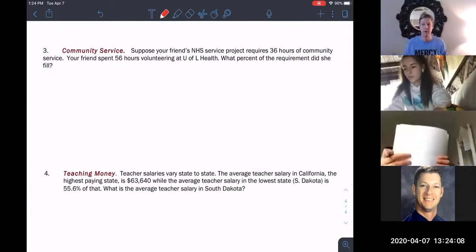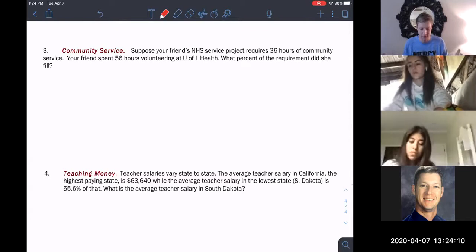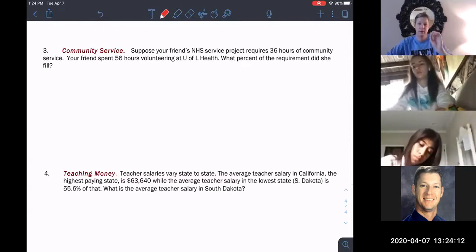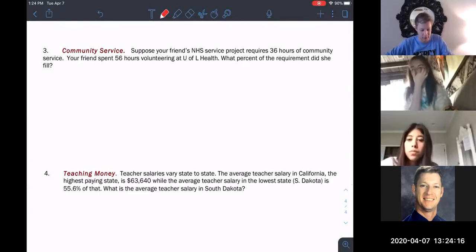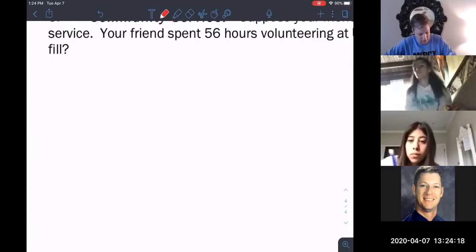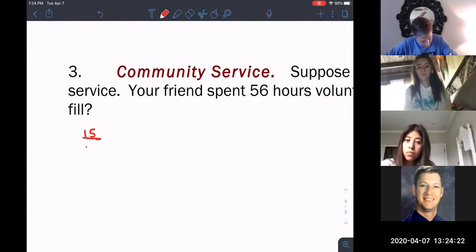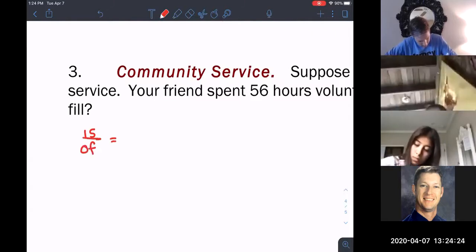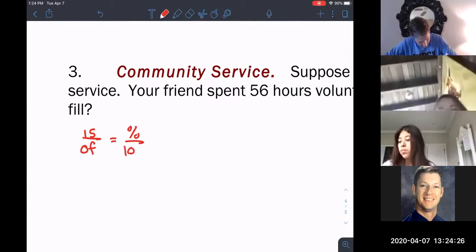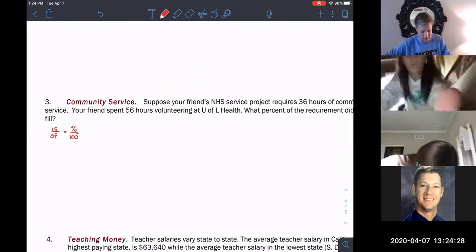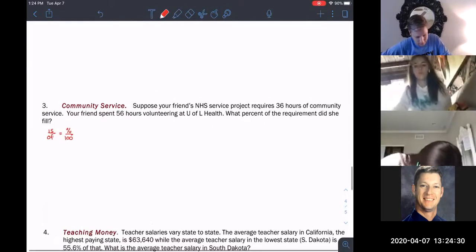But remember, we're going to set them up. We're going to use the same process. It's harder to determine what goes where when you're dealing with a story problem. So let's give ourselves our template first for number 3. It is over of equals percent over 100, and then we'll start trying to find this information in the problem.